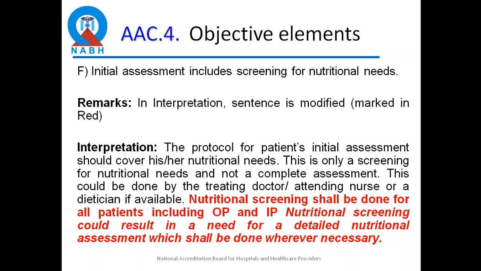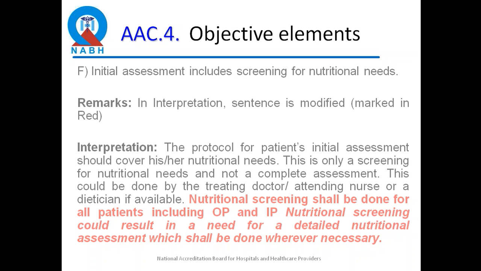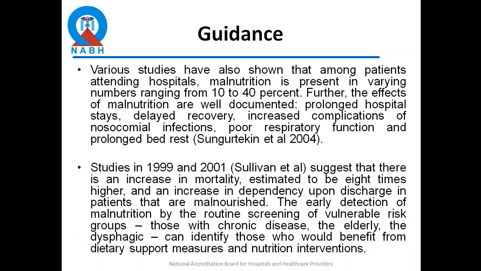We all know that we are not used to doing this in busy OPDs, in busy IPDs, and we tend to focus only on the primary reason for which the patient is coming. But gradually we should encourage the hospitals to take up some small ways of screening the patients to identify nutritional deficiencies. So here the interpretation says that it should be done for all patients including OP and IP, and if the screening is showing a deficiency, then you send the patient for a detailed nutritional assessment wherever it is applicable. So I have already explained this slide on the guidance that 10 to 40% in fact of patients are malnourished when they come to hospitals. Some say 20%. So early detection is a great benefit for improving clinical outcomes in these patients.